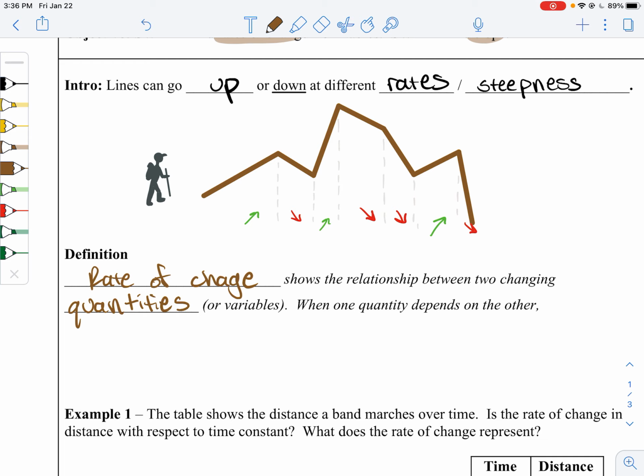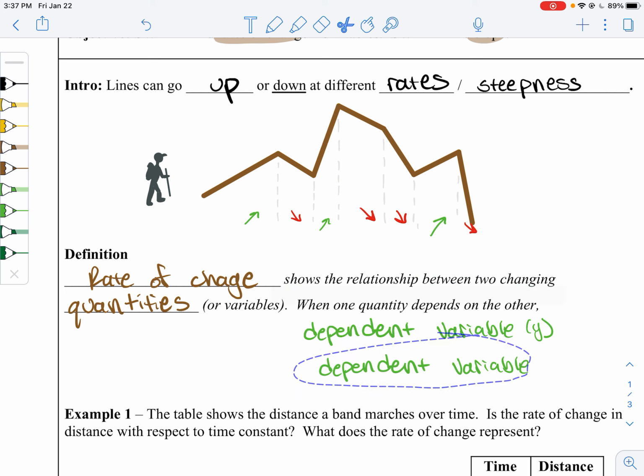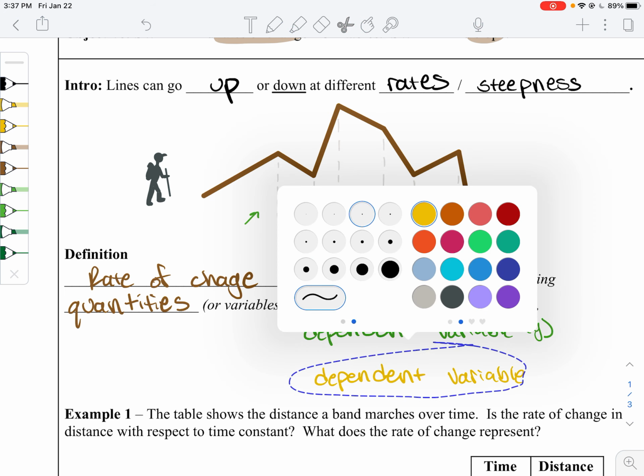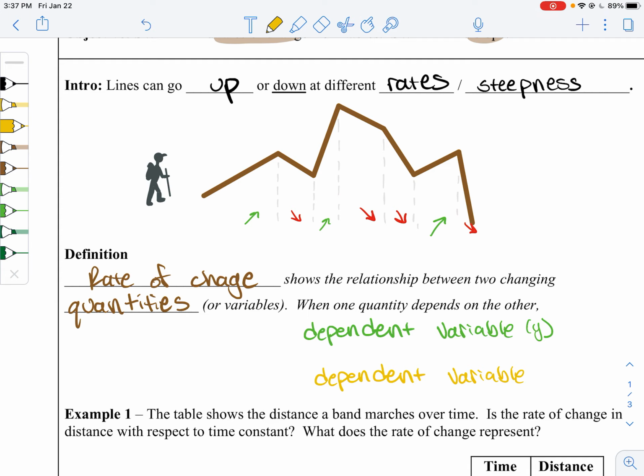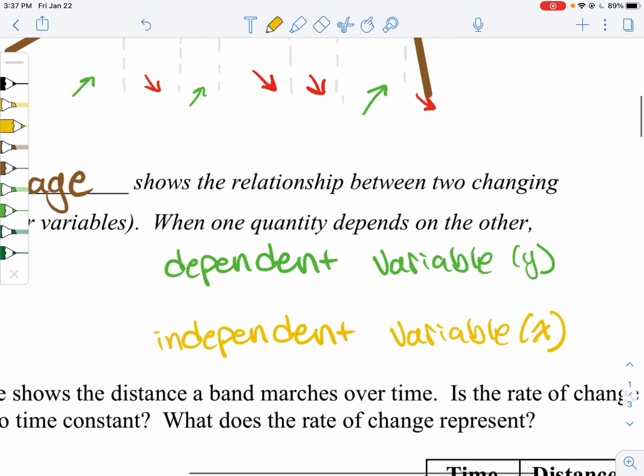So when one quantity depends on the other, you'll remember that we have a dependent variable. Our dependent variable is usually our y. We also have an independent variable. Our independent variable is usually our x. It won't always be, but usually.